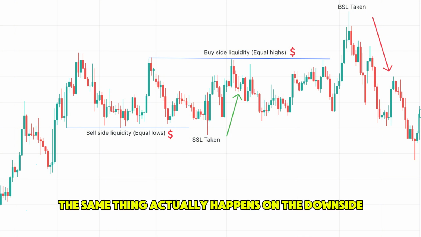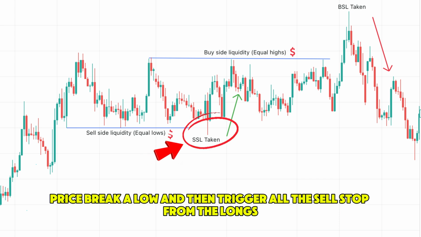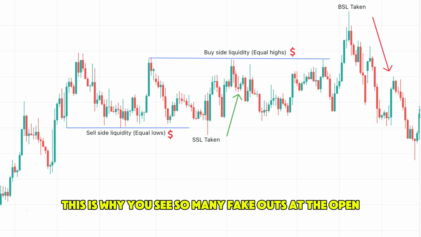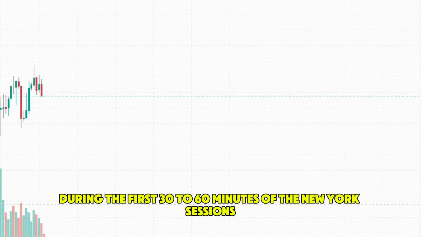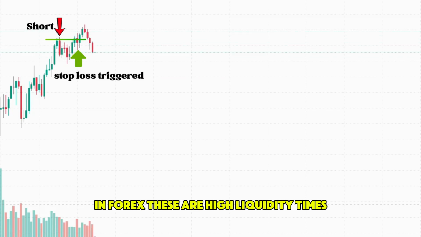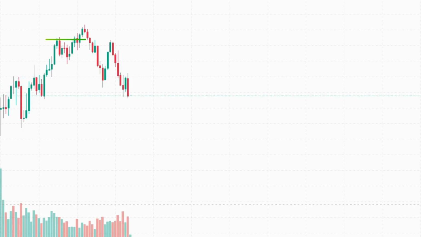The same thing actually happens on the downside. Price breaks a low, and then triggers all the sell stops from the longs, and then reverses to go higher. This is why you see so many fake-outs at the open, especially on NQ during the first 30 to 60 minutes of the New York session or during the London Open in forex. These are high liquidity times when smart money actively hunts these pools.